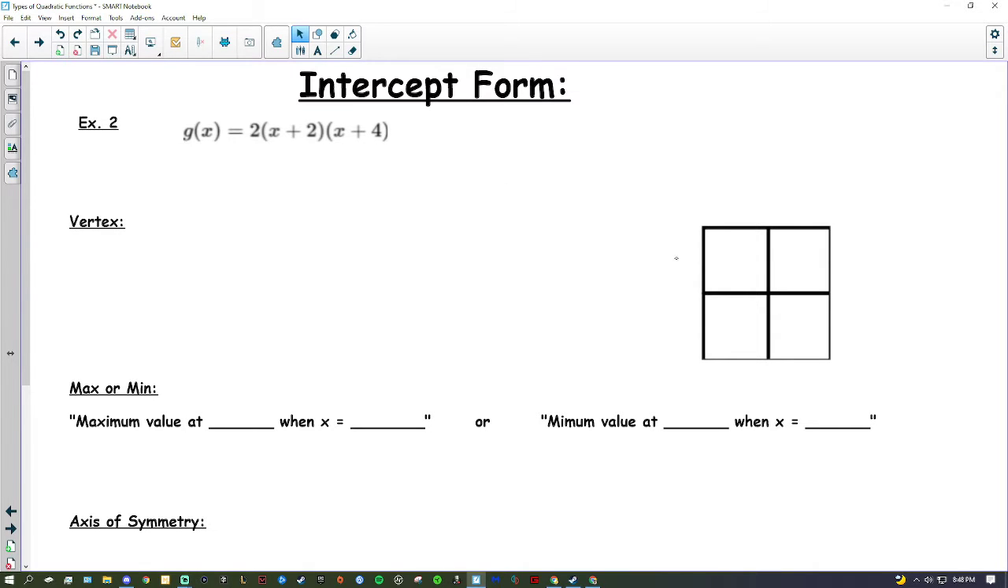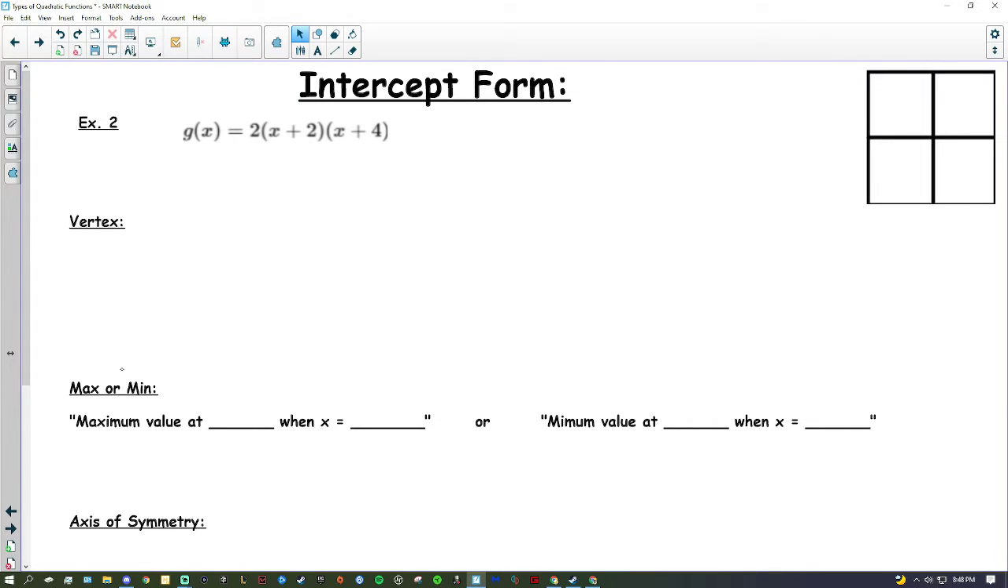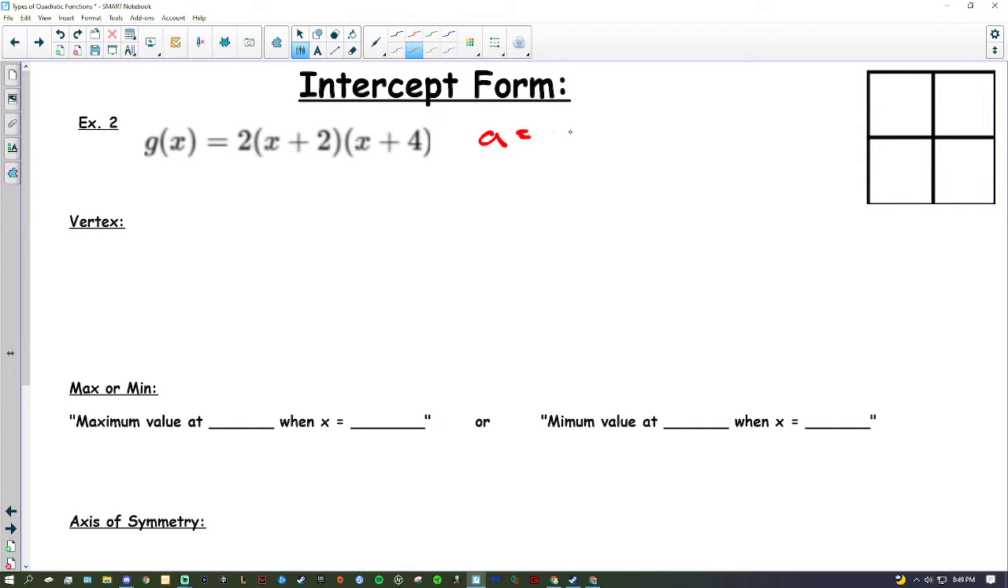All right, intercept form again. We have 2 times x plus 2, times x plus 4. First thing we always need to do, we need to figure out what is our A, what is our P, what is our Q. Our A value sits right in the front, always A's in the front: 2. P and Q, don't forget, flippity-flop them. Positive 2 becomes negative 2. Positive 4 becomes negative 4.